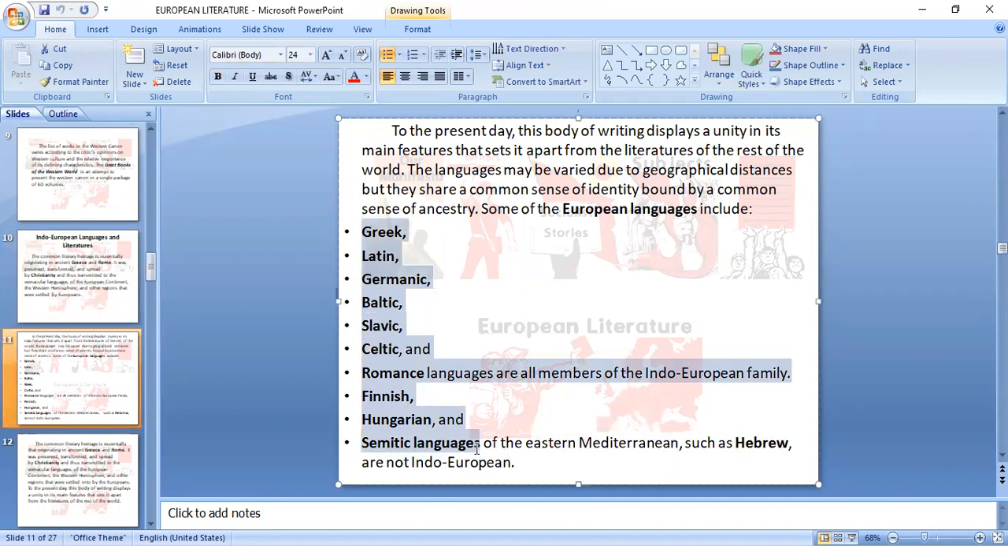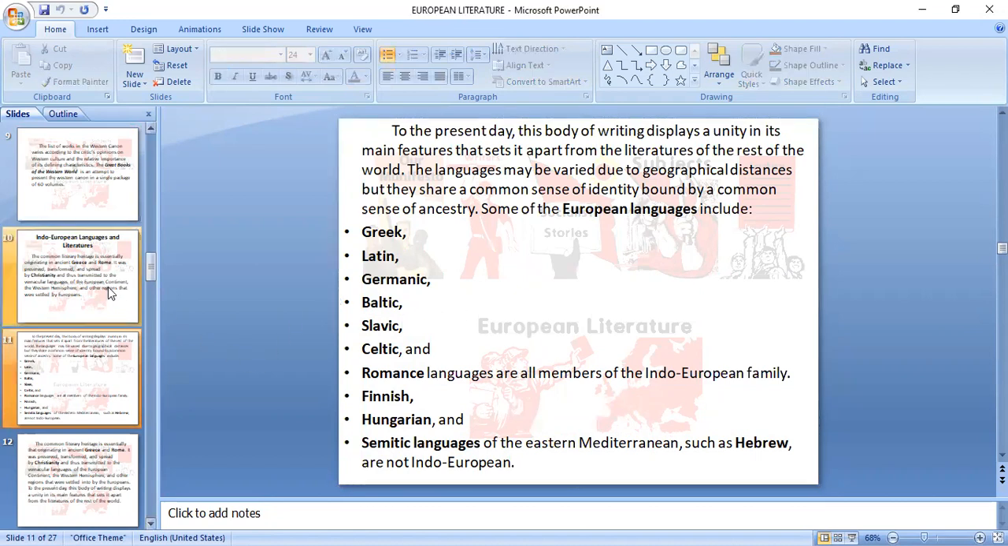The languages used in Europe in their literature, we have 1, 2, 3, 4, 5, 6, 7, 8, 9, 10, 11. Okay, that is 11 European languages.